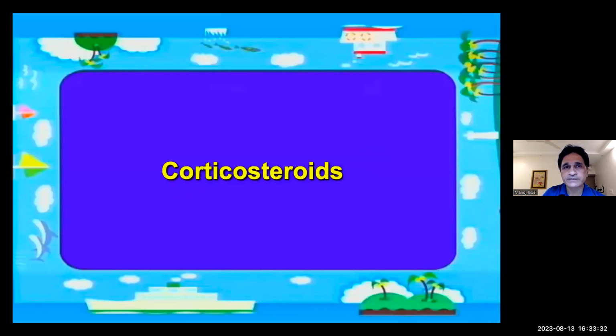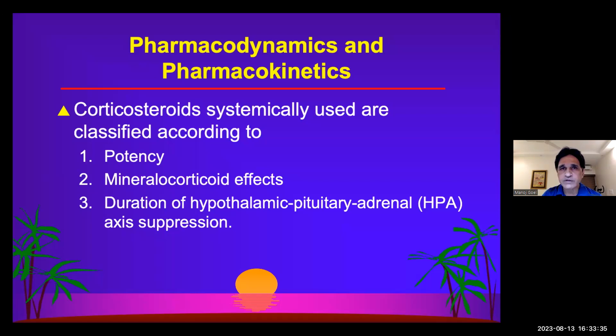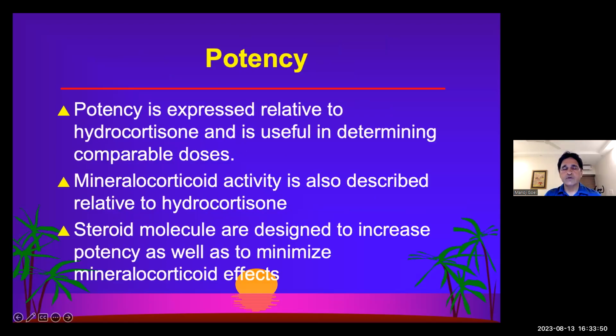Coming to corticosteroids. The corticosteroids used systemically are classified according to their potency, mineralocorticoid effects, and duration of hypothalamic-pituitary-adrenal axis suppression, that is HPA suppression. So based on these, the corticosteroids are classified. Coming to the potency first, the potency is expressed relative to hydrocortisone. It is useful in determining comparable doses. So hydrocortisone becomes the core drug, and we compare the potency of other corticosteroids with respect to hydrocortisone. Mineralocorticoid activity is also described relative to hydrocortisone.